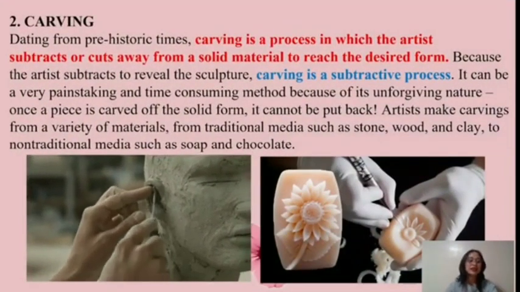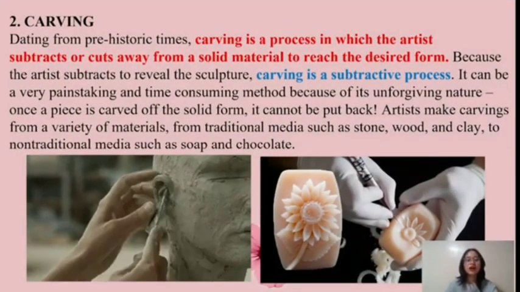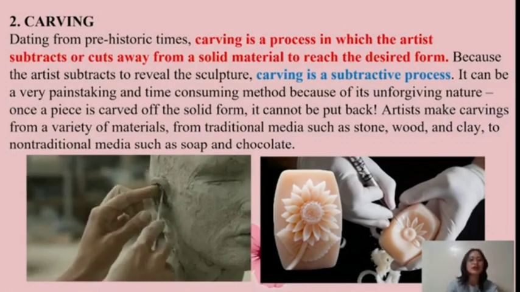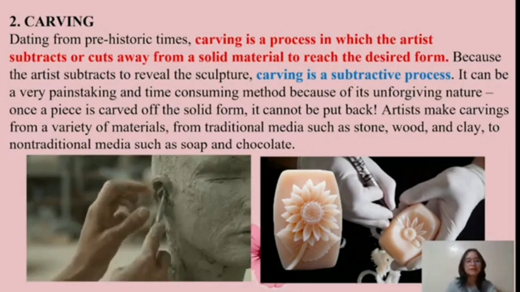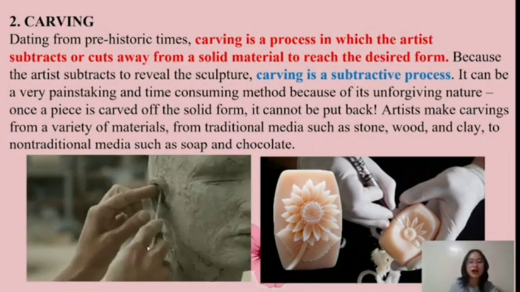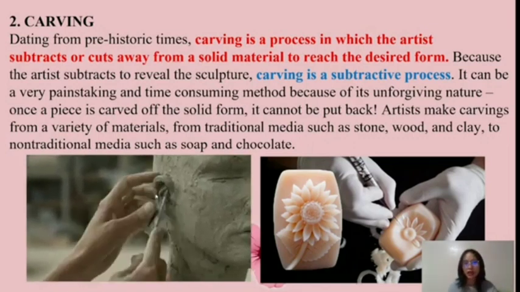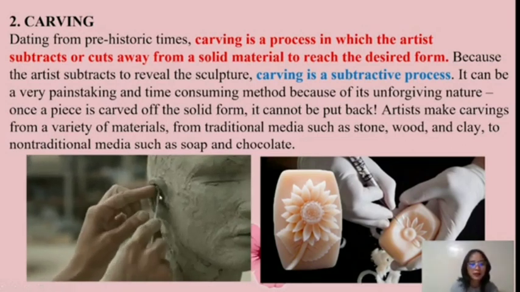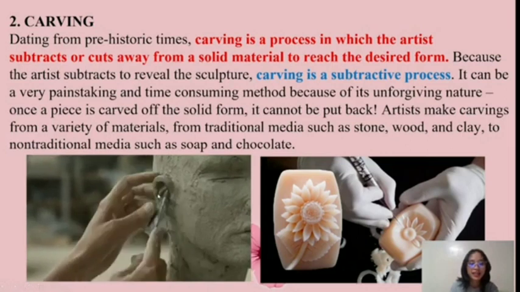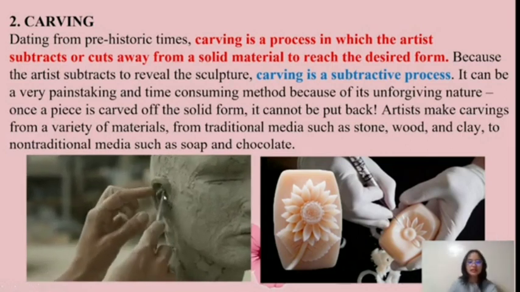Next is carving. Dating from prehistoric times, carving is a process in which the artist subtracts or cuts away a solid material to reach the desired form. Simply, carving is the removal of other parts of the clay, wax, or wood to create a form. Here, the artist removes material to make a 3D or realistic ear.